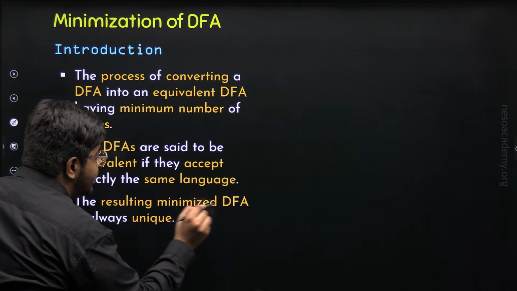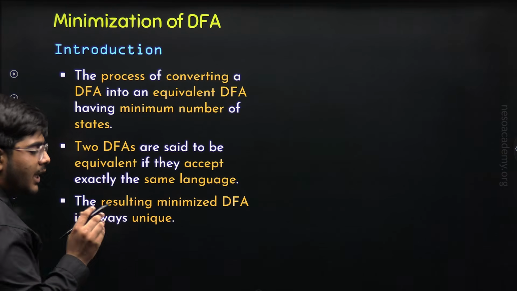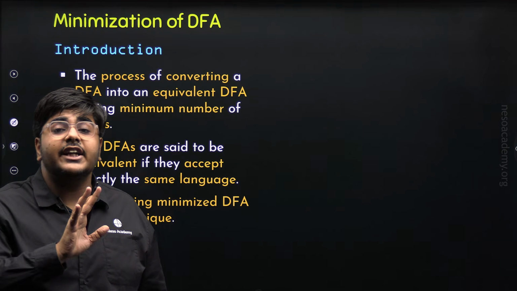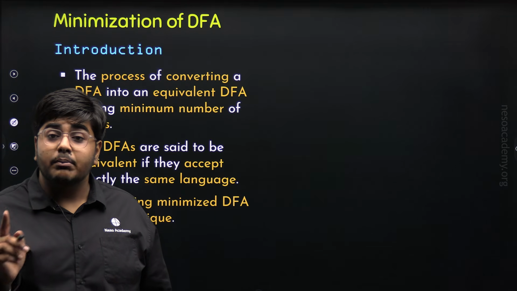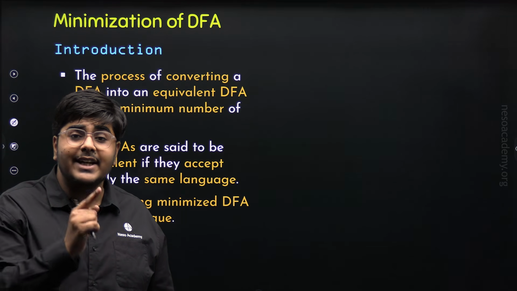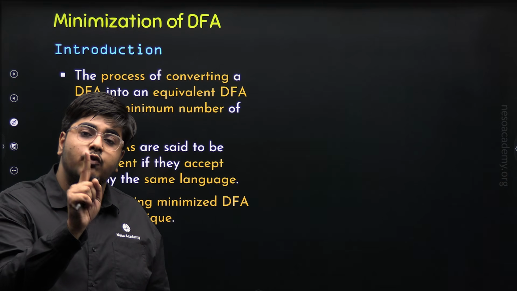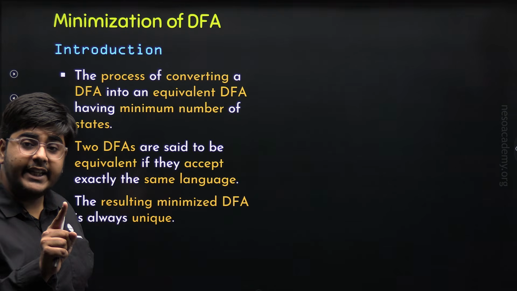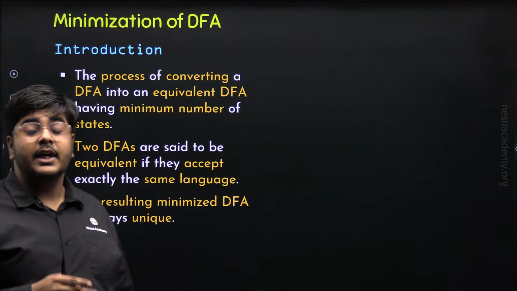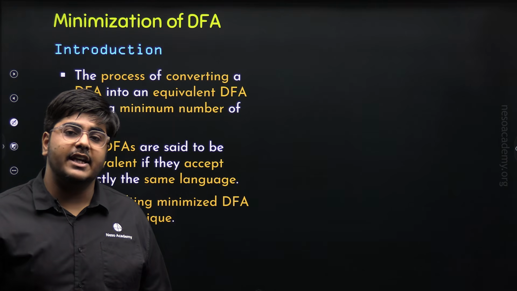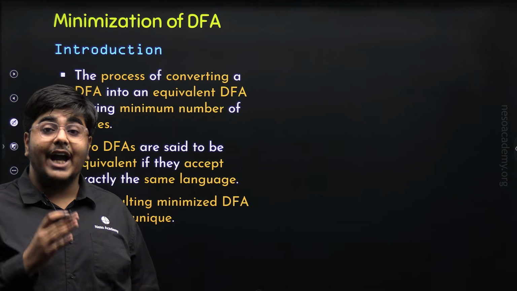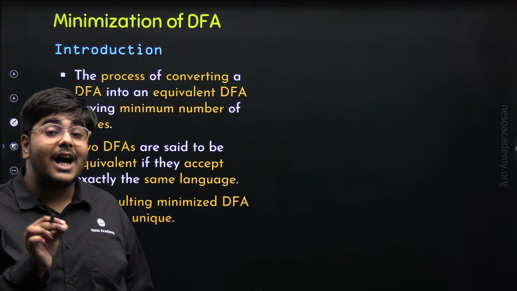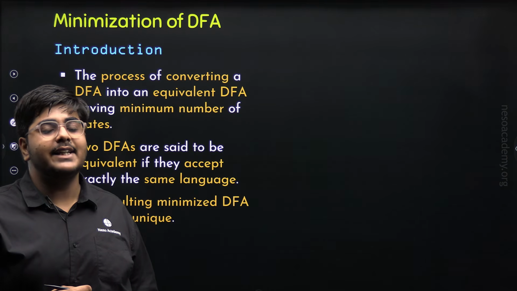The resulting minimized DFA is always unique. As we have just understood, for a particular language, there can be multiple DFAs possible. But if I ask to construct the minimized DFA, that will always be one, or unique. So, the resulting minimized DFA for any DFA is always unique. There cannot be multiple minimized DFAs for the same language. I hope you have understood what is the minimization of a DFA. Now let's understand the need of minimizing a DFA.